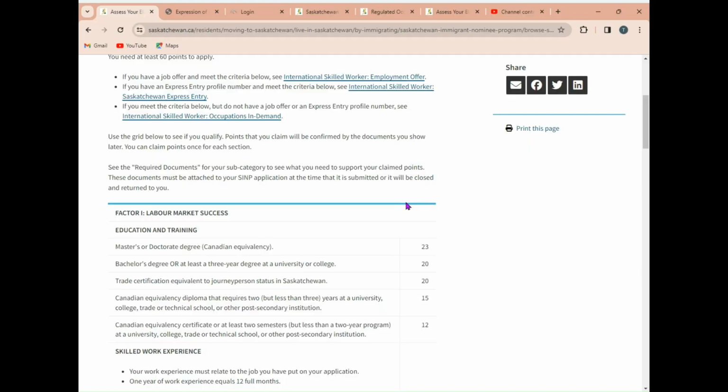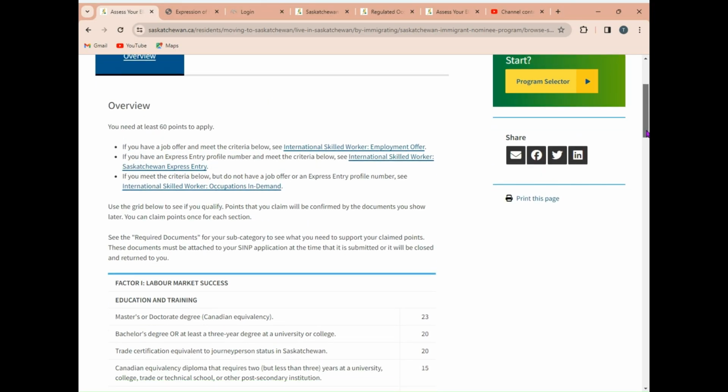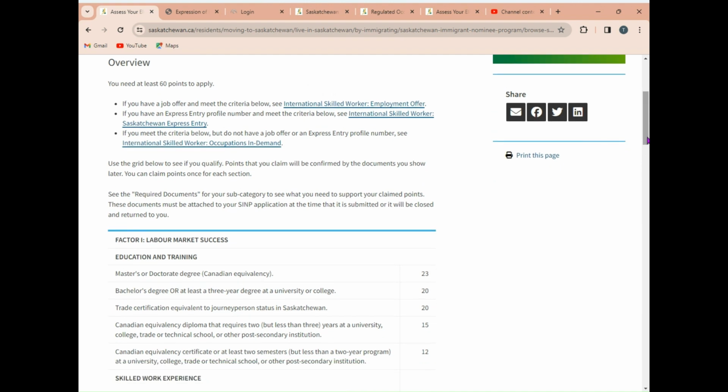Okay, so this is where we assess the eligibility, right? In assessing to see whether you qualify, there are different subcategories. These are the things that will give you a pointer. One, if you have a job offer and meet the criteria below, you could go for the employment offer category because you have a job offer, right? If you have an Express Entry profile number, that means you go for Express Entry.